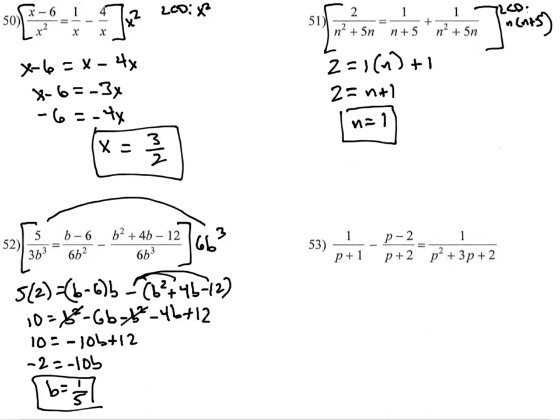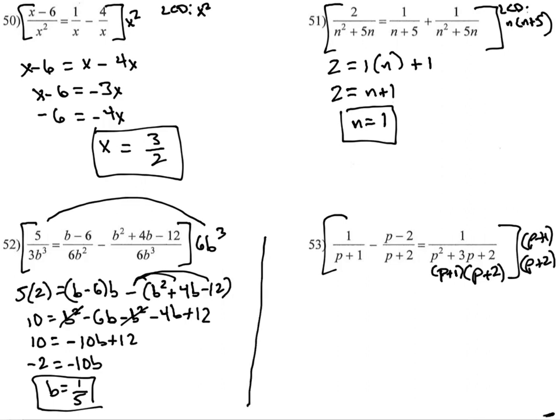Okay, last one. I'm going to just factor this quickly. This will be p plus 1 times p plus 2. So that's going to be what our LCD is. So we're going to multiply everything by p plus 1 times p plus 2. So multiply by the fraction all the way on the left. We will have a p plus 2 left. The p minus 2, we're going to have a p plus 1 there, and the 1 on the right, everything crosses off, so it's just 1.